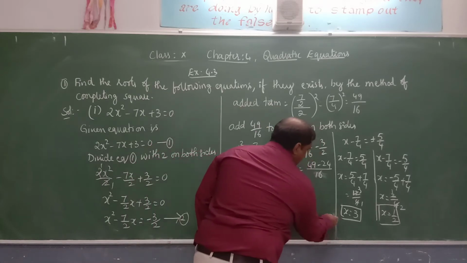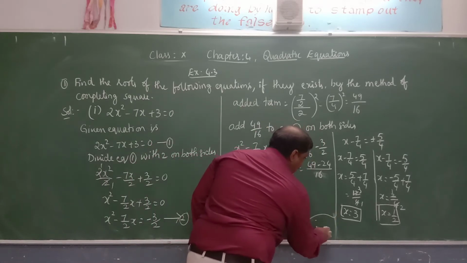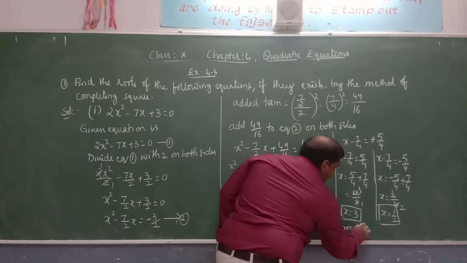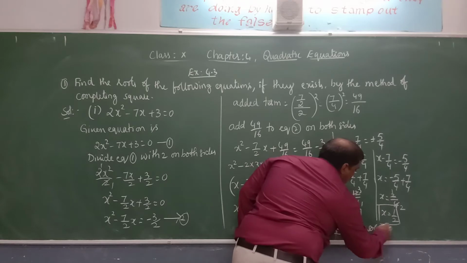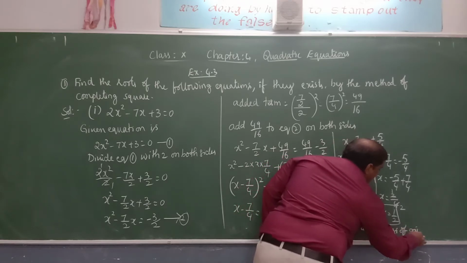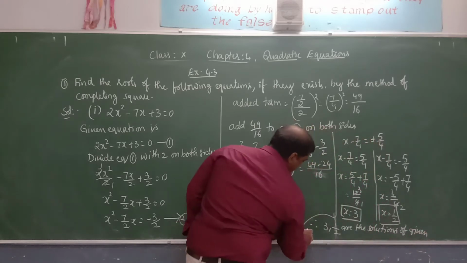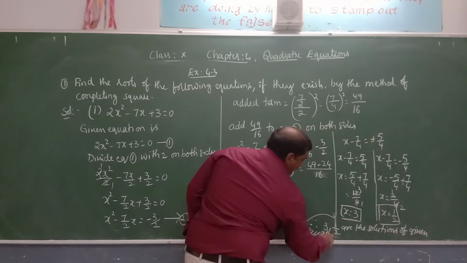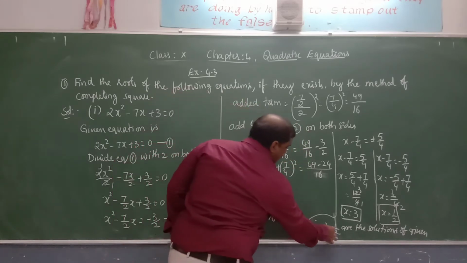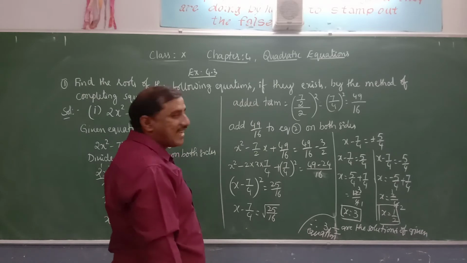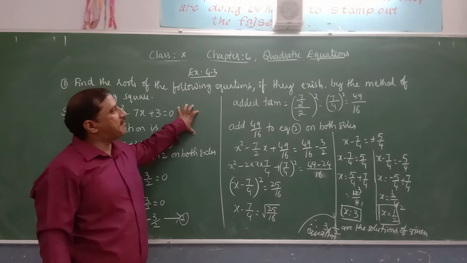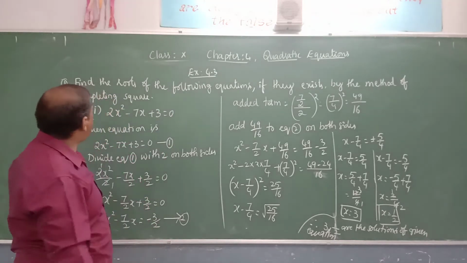Therefore, 3 comma 1 by 2 are the solutions or roots of the given equation. Like this we find the square roots or solutions of a quadratic equation by using the method of completing the square.